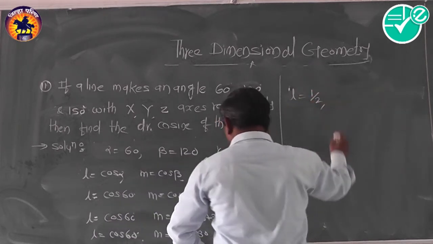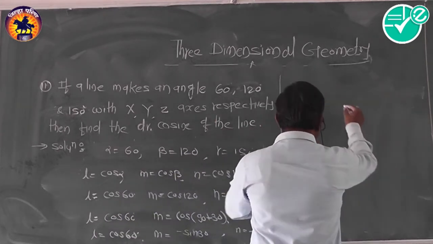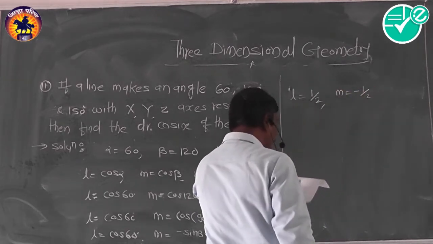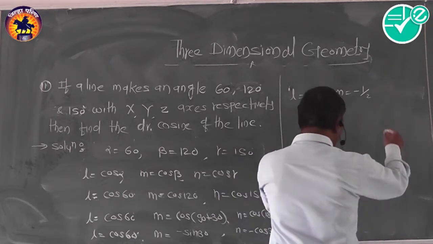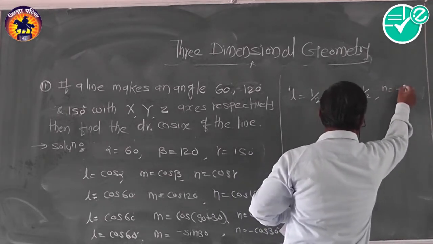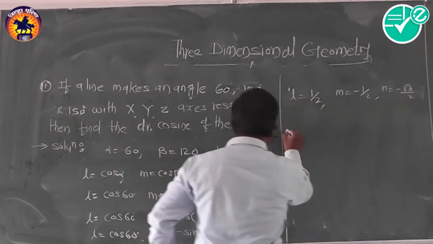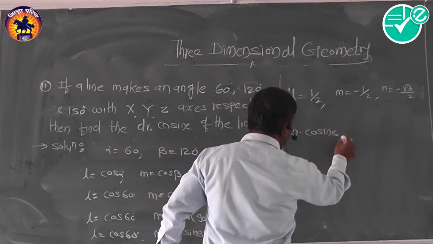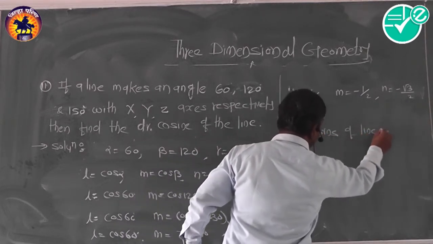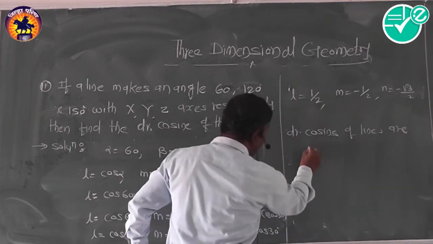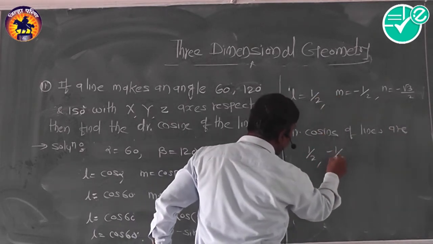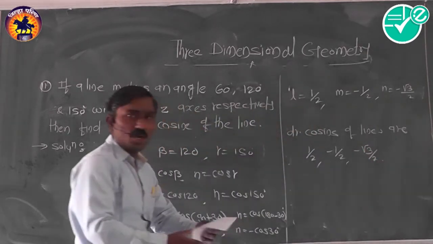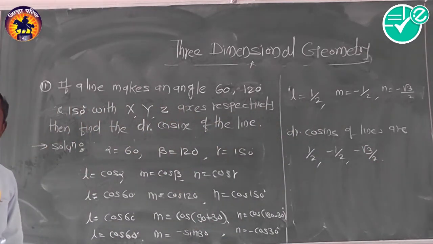So that is sin 30 means minus 1 by 2, and that is cos 30 is equal to minus of under root 3 by 2. Therefore, the direction cosines of the lines are 1 by 2, minus 1 by 2, and minus of under root 3 by 2. In short, we can solve just like this.